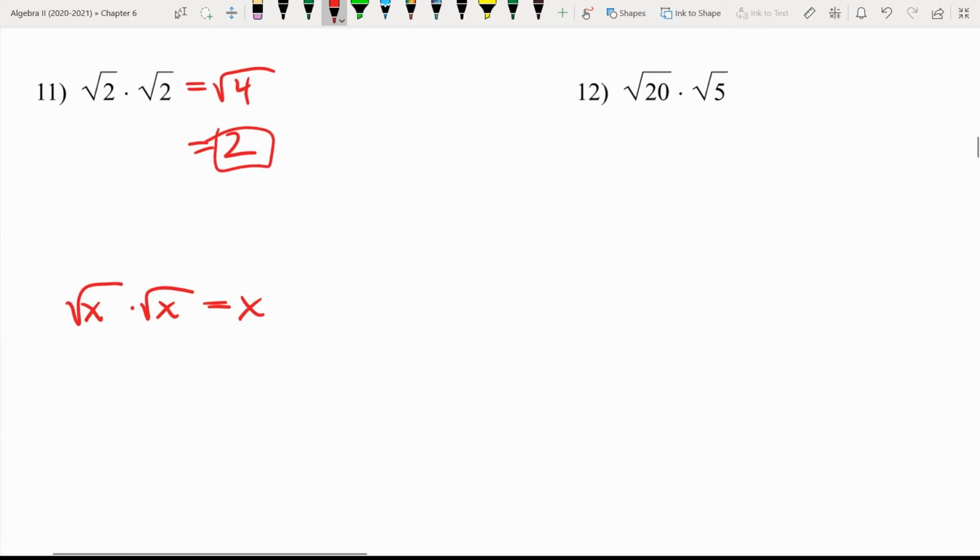Similarly, on this one over here, by themselves, 20 and square root of 5, can't do a whole lot with them, but when you multiply them together, you get 100. And of course, the square root of 100 is 10.